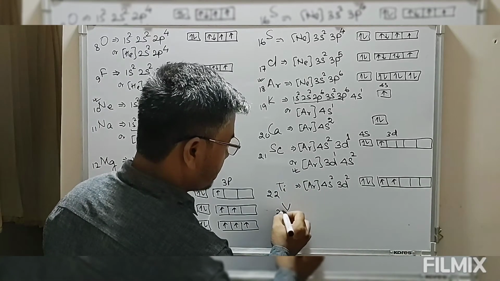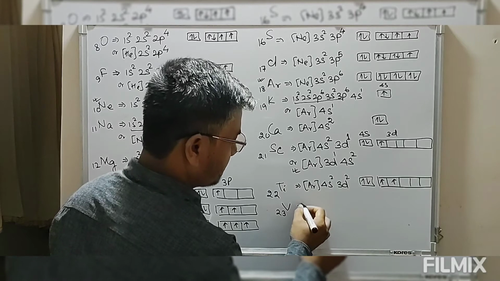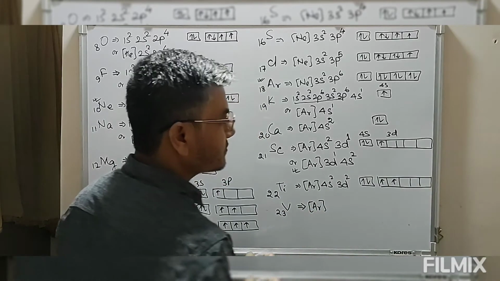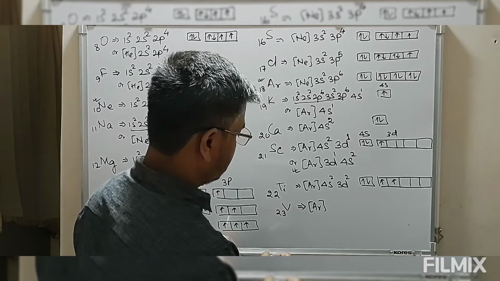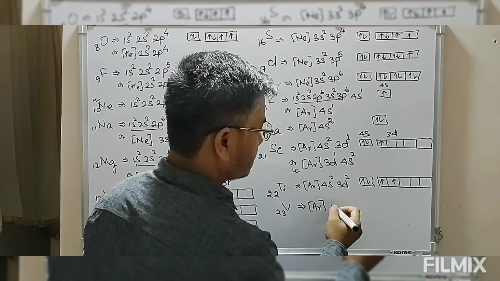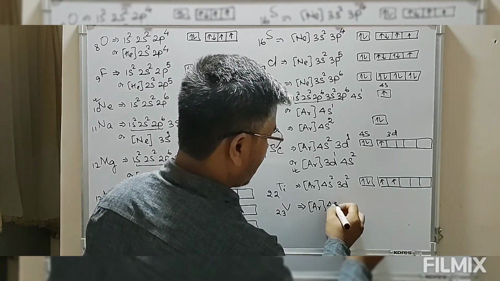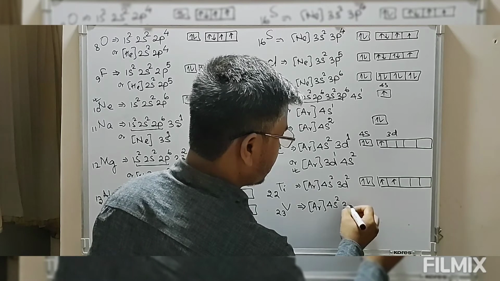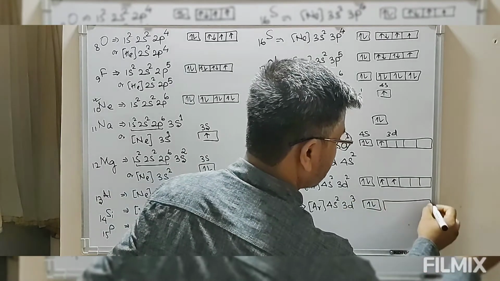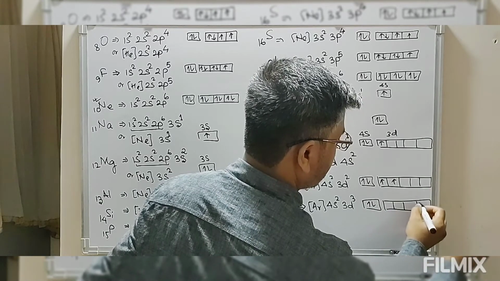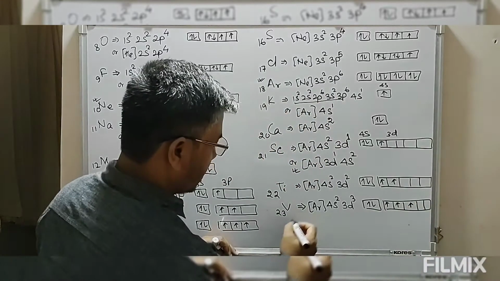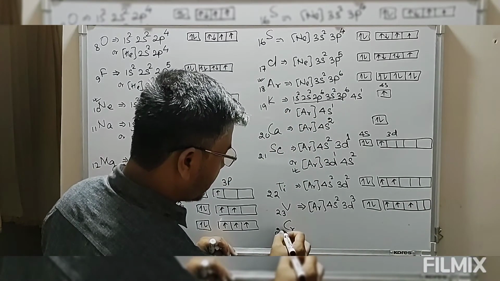Then we have vanadium, 23. This is argon 4s2 3d3. So we have 1, 2, 3 electrons in the d orbitals. Then chromium, atomic number 24.